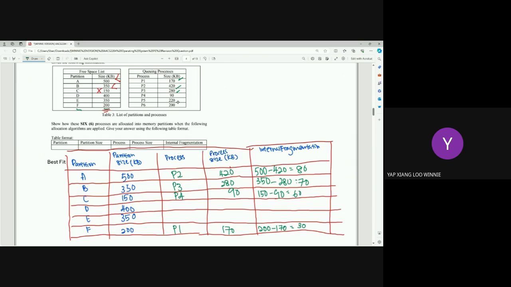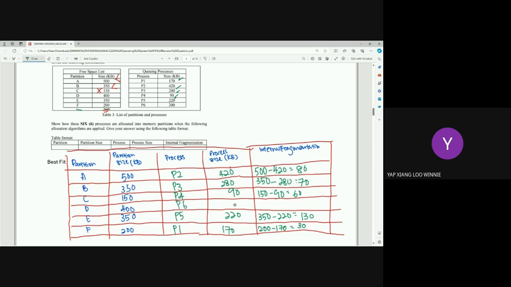Okay, and the next one, process 5, 220. Which one, if you put it in, will give you the least fragmentation? Definitely 350, because this number is nearer to this one. So you just put in process 5 and then 220. Internal fragmentation would be 350 minus 220. Don't doubt, I'm pressing the calculator as well. Okay, 130. And the last one, process 6, 200, you put in here.